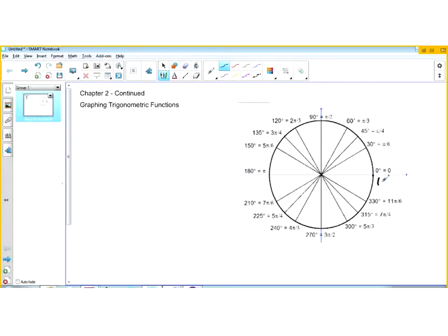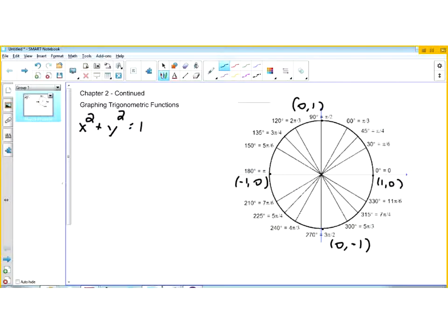So the coordinates of this point are (1, 0), the coordinates of this point are (0, 1), the coordinates of this point are (-1, 0), and the coordinates of this point are (0, -1). Those are the 4 distinct points on the unit circle. And of course, you know the equation of the unit circle centered at the origin is x squared plus y squared equals 1.